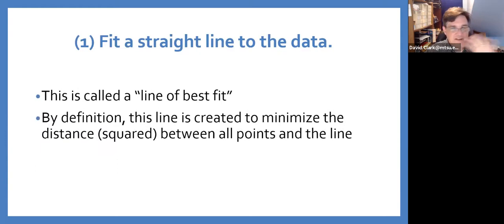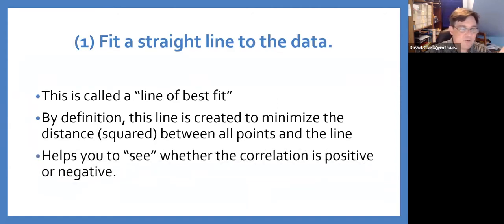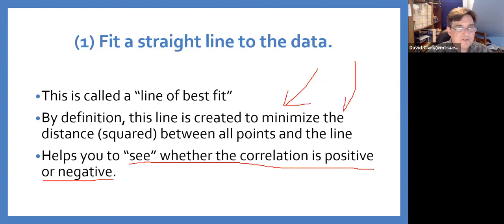It's designed, and I'm not going to ask you to know all this, to minimize the distance between all the points and the line. And this is the whole purpose of the line, guys: it helps you see whether the correlation is positive or negative. If you're tuning in or watching stuff on the side, I get it. Please don't try and memorize this. This is completely pointless if you don't understand that this is the most important thing right here.